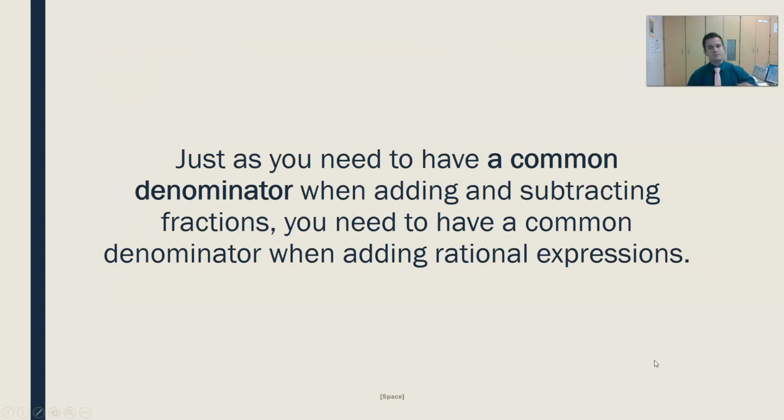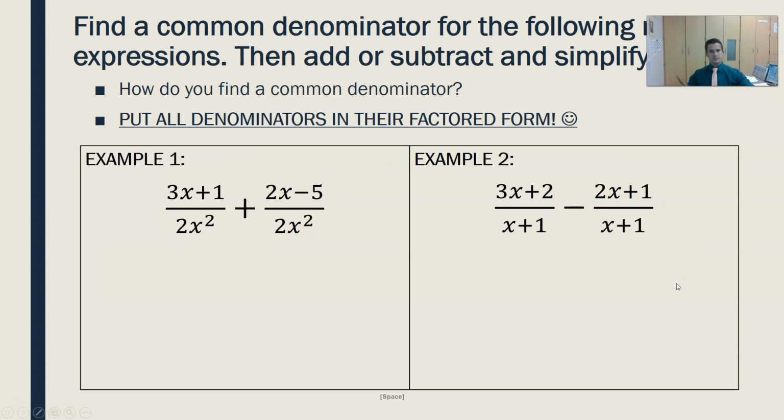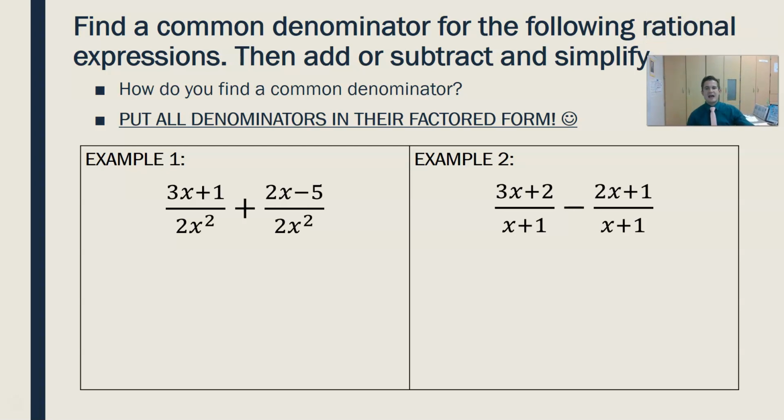So, just as you need to have a common denominator when adding and subtracting fractions, you need to have a common denominator when adding rational expressions. So now if I throw some expressions in here with x's and y's and exponents and things like that, I still need a common denominator if I'm going to add these fractions, or these rational expressions. So let's take a look-see. So it says, find a common denominator for the following rational expressions, then add or subtract and simplify.